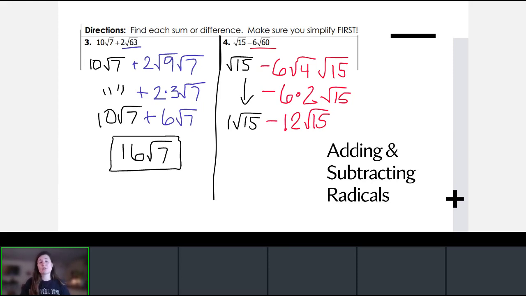We now see that we have two terms that are like. They have the same radicand of 15. We have 1 root 15 minus 12 root 15s. How many root 15s do we have left? 1 minus 12 is negative 11. So this term simplified as negative 11 root 15.